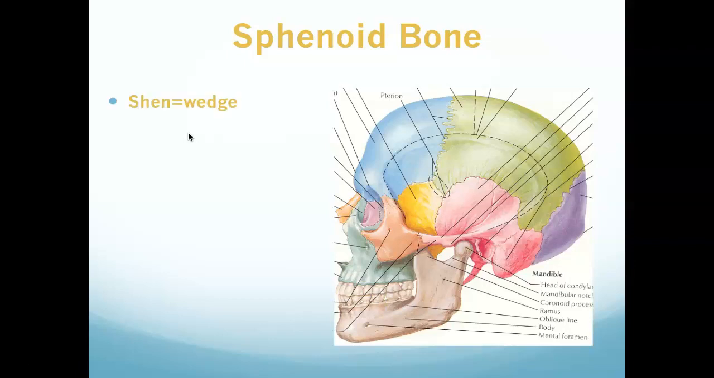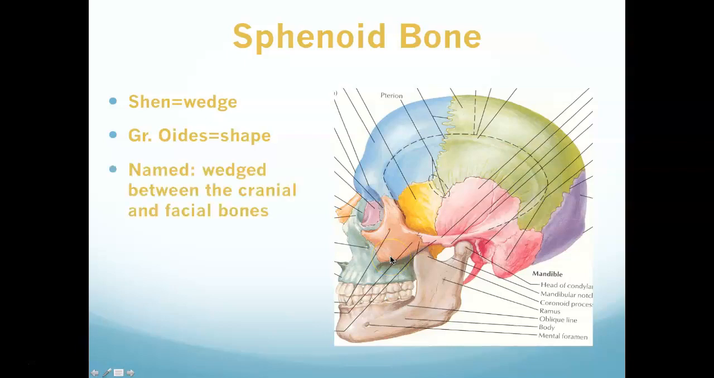Next we have your sphenoid bone. The word sphenoid means wedge, and I don't want you to think of a door wedge. Instead, I want you to think this sphenoid bone is wedged between the cranial bones up here and the facial bones. So this is our wedge bone between the cranial and facial bones. Have it written right there.